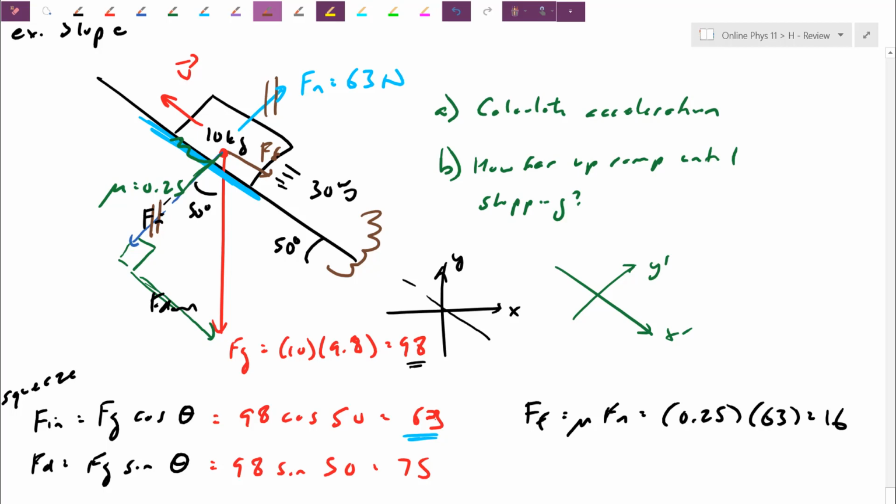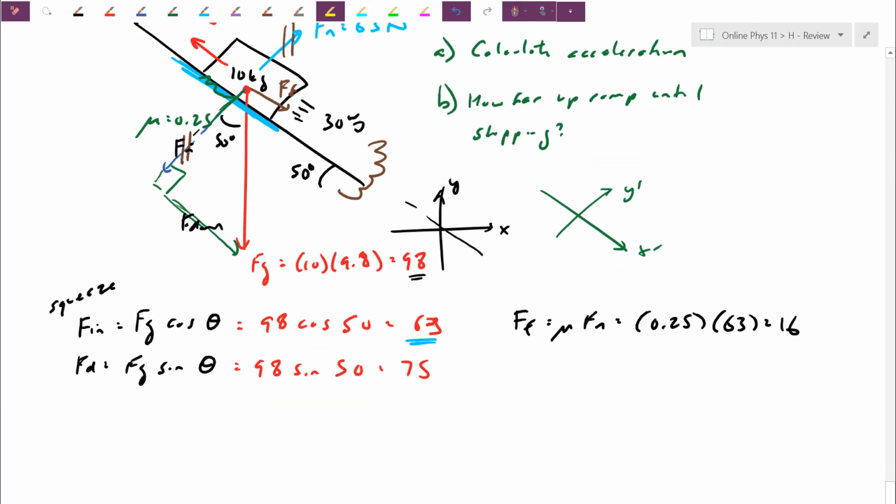So the only forces acting on this problem are gravity, the downwards portion, pulling 75 newtons down. So F down is 75 newtons. And there's also a friction force that's trying to oppose motion. Friction adds an extra 16 newtons. Because they both pull down the ramp, they help each other.